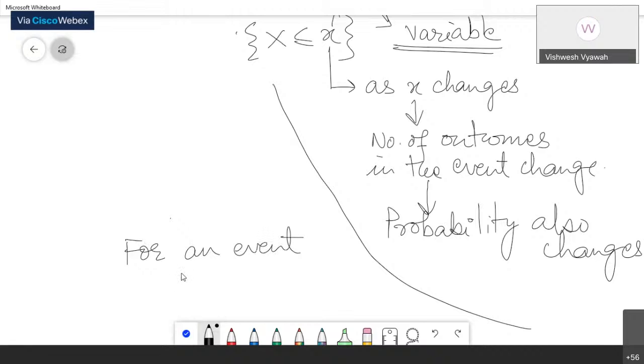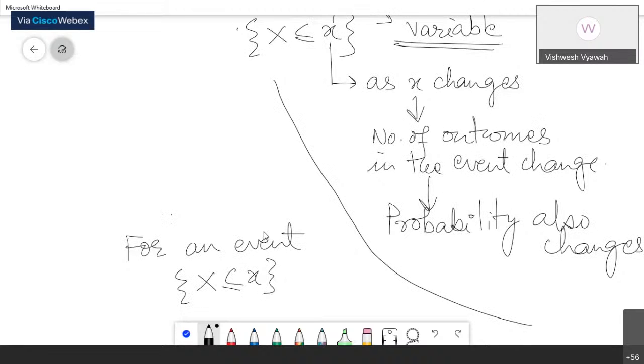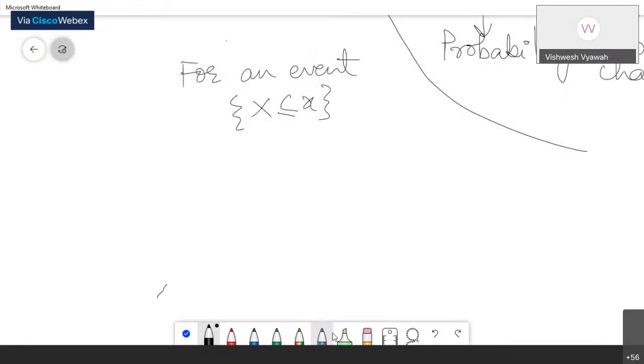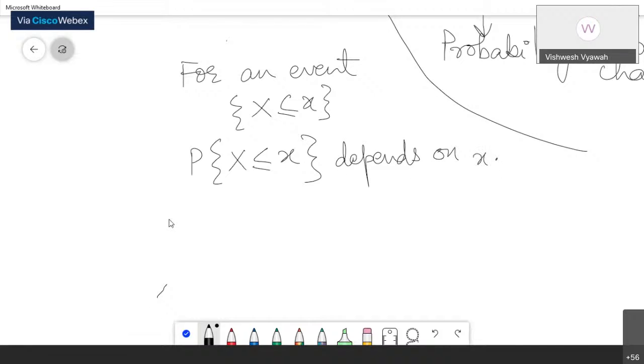For an event X less than or equal to x, the probability of this event depends on x. Very important. Therefore, this probability is a function of x. Very important. This probability is a function of x.